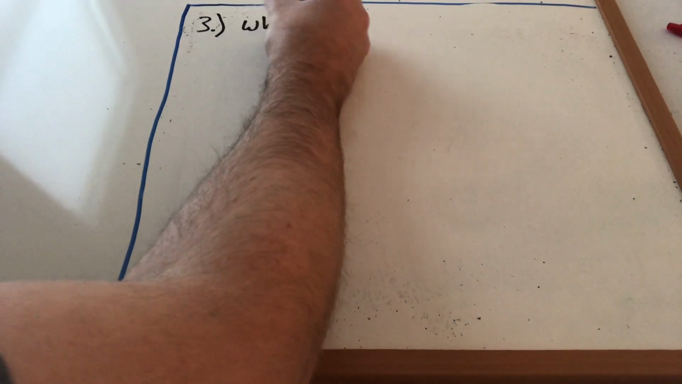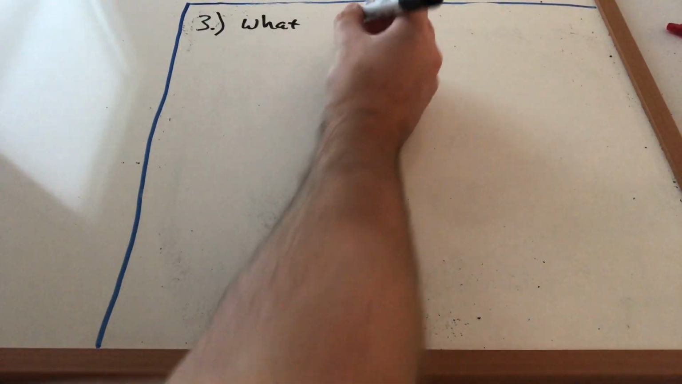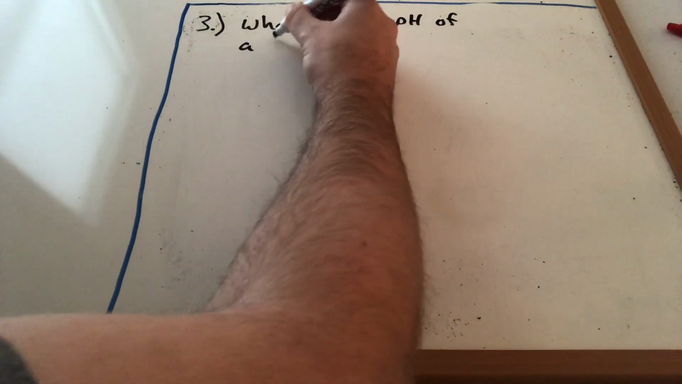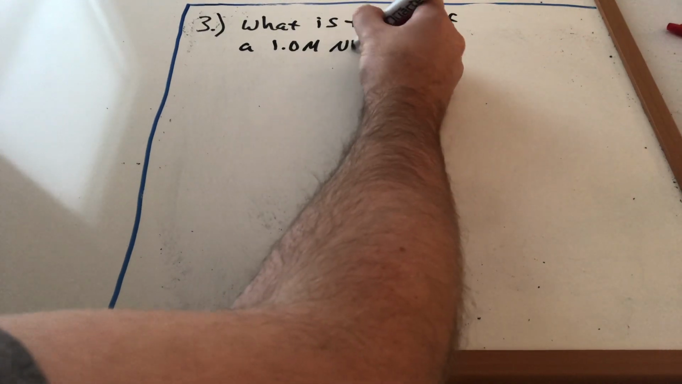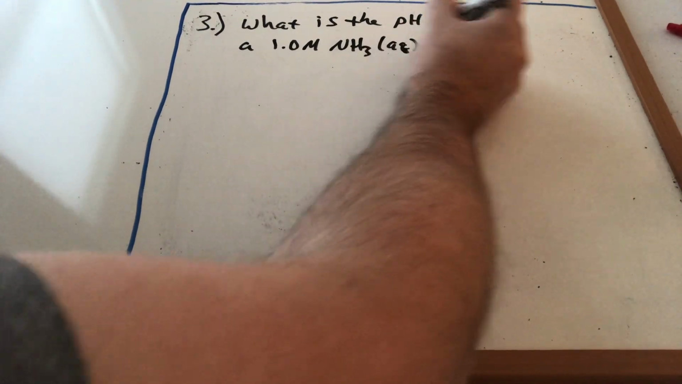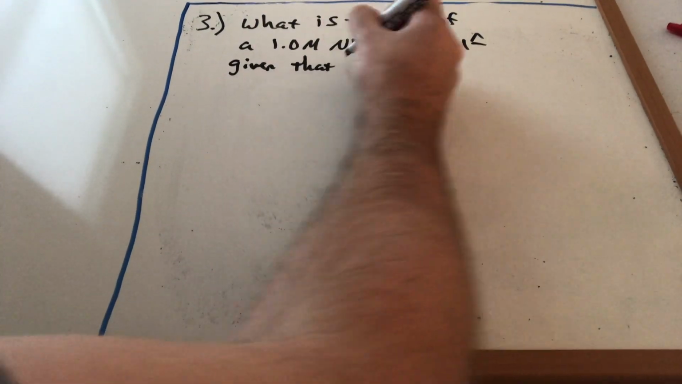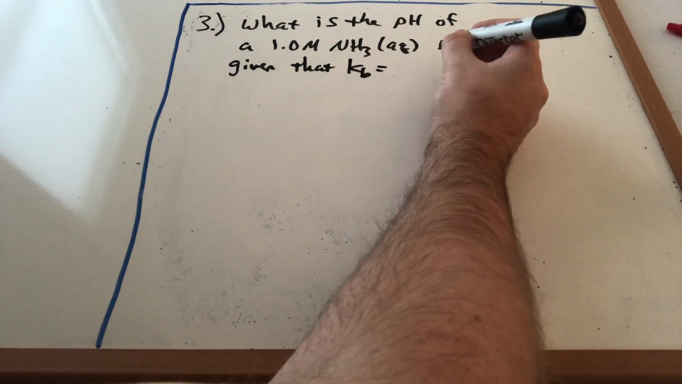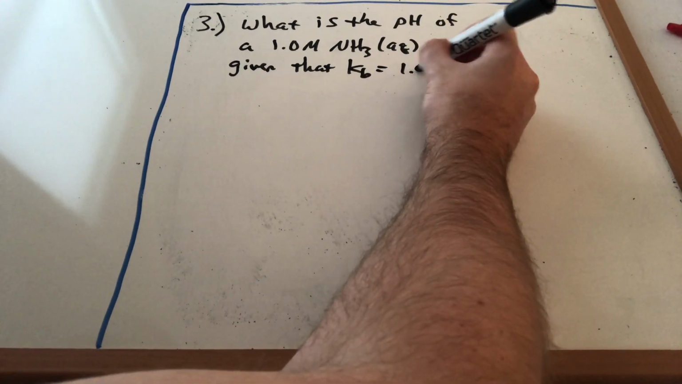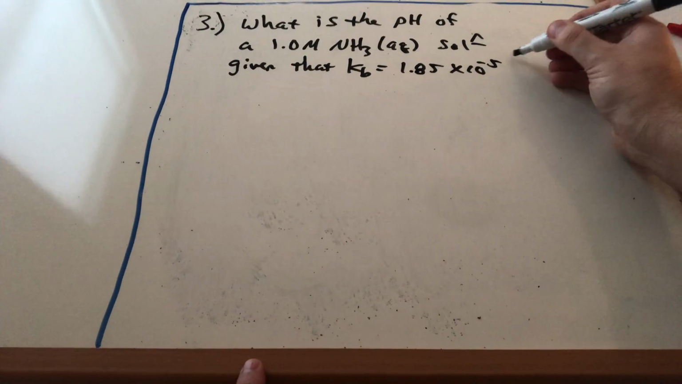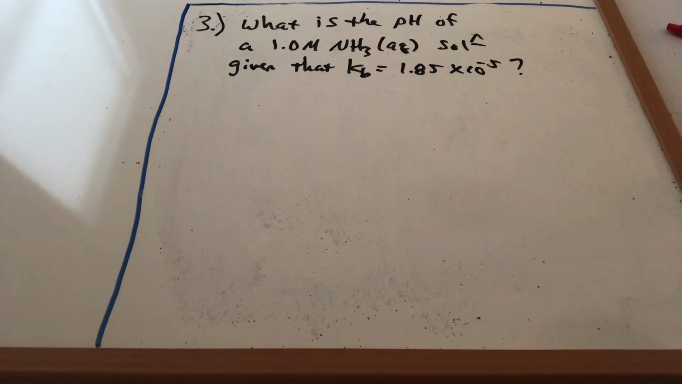Last example, example number 3: what is the pH of a 1.0 molar NH3 aqueous solution, given that Kb is equal to 1.85 times 10 to the minus 5? You could stop this and try it for yourself if you really feel ambitious. I'm going to start to set it up with our analysis steps.